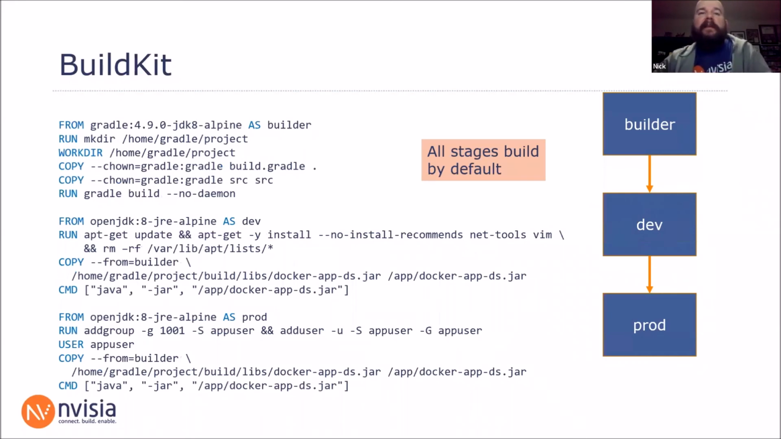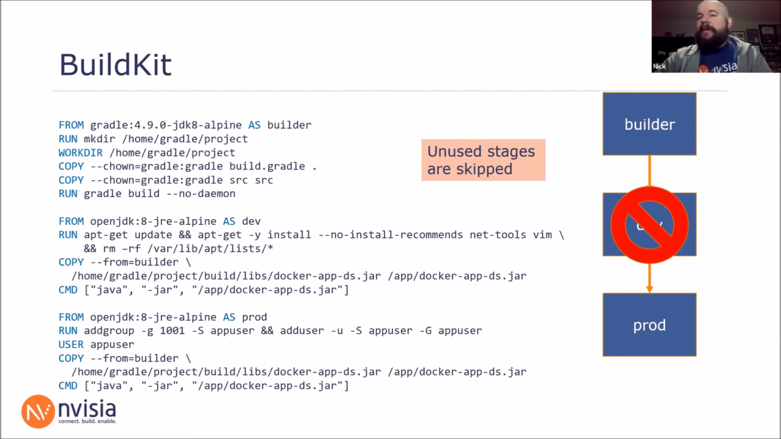The next thing is, by default, Docker build builds all stages. So when we're looking at this where we have build, dev, and prod, if we do this with Docker build by default, builder is going to run, then dev, then prod. What's going to happen when we switch to buildkit is it's going to look and say, hey, you only want to build prod? That needs builder, but it doesn't need dev.